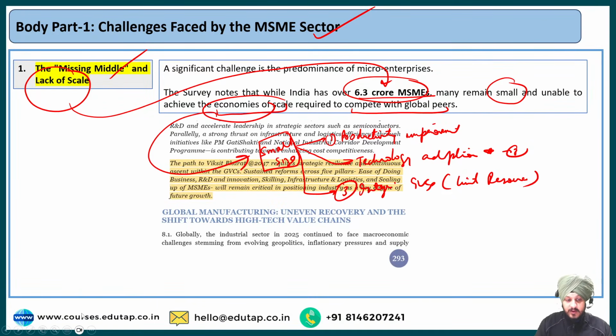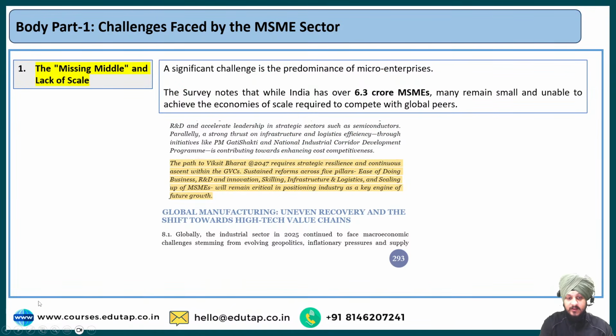Now you can see over here, I have taken this screenshot directly from the economic survey, and you can see that it says that Part 2, Viksit Bharat 2047, requires strategic resilience and continuous ascent with global value chains, sustained reforms across 5 pillars. These are the 5 pillars that I was talking about. The first pillar is ease of doing business. The second is research and development and innovation. The third is skilling. The fourth is infrastructure and logistics. And the fifth is which one? The fifth one is scaling up of MSMEs, right?